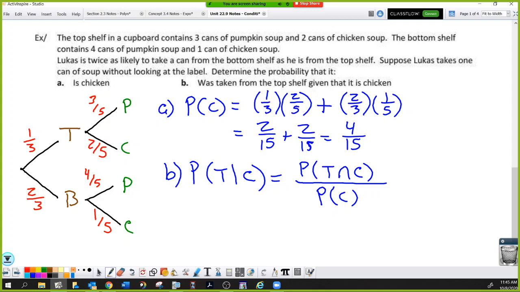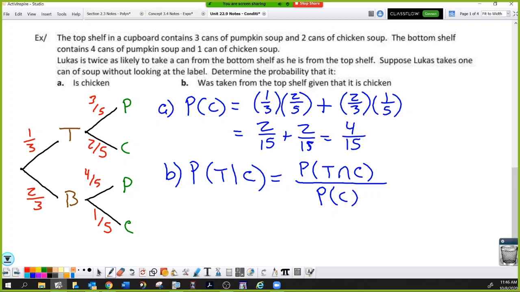Okay, so question, guys. Are the shelf and the soup type independent? No, they are not. Because if I said to you, what's the probability you pulled a chicken soup? You could just say 4/15. Or you could say, that depends on what shelf it came from. So this is not an independent situation. If it was independent, I would literally just do the probability of T, 1/3, times the probability of chicken, 2/5.